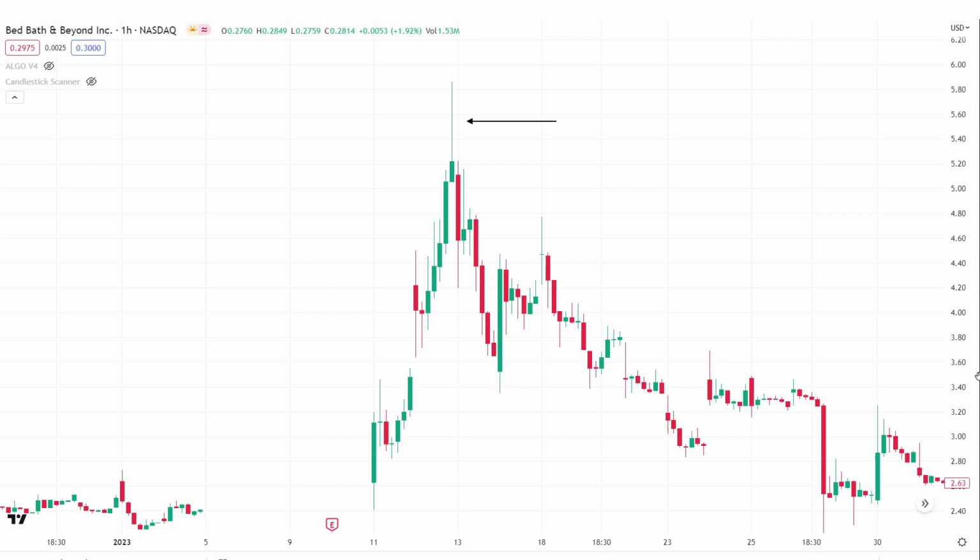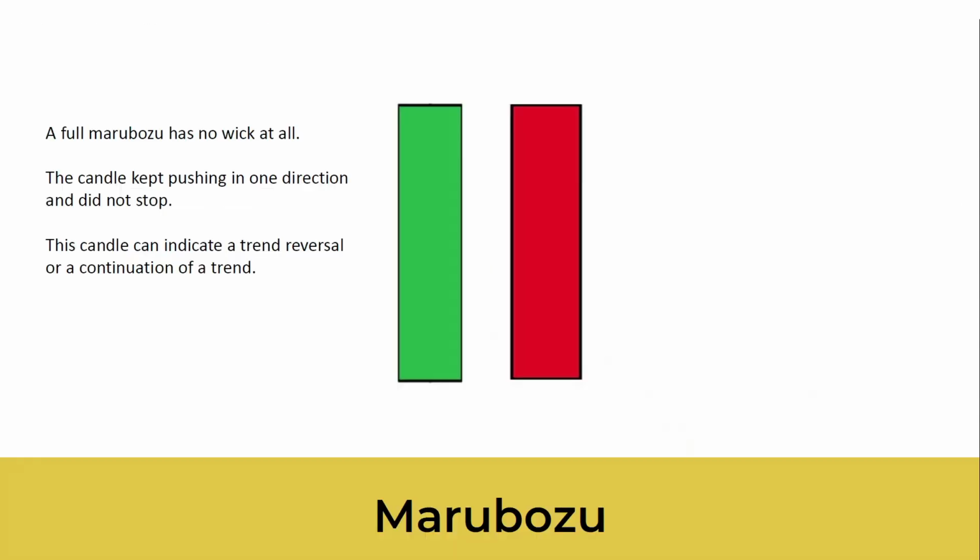So if we start to look at some candles, we have the Marubozu. Remember, this was all created in Japan, so we're going to use our Japanese language skills today. The thing about the Marubozu is that it has no wick at all. So that means that the candle kept pushing in one direction. It can be both up or down, of course, green or red. And it did not stop. So it didn't create a wick.